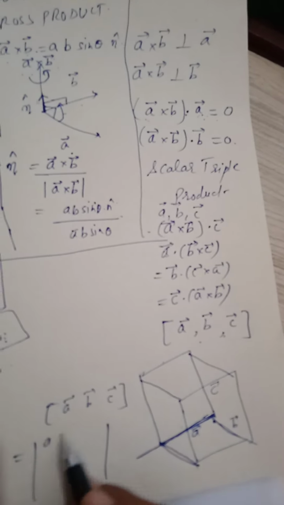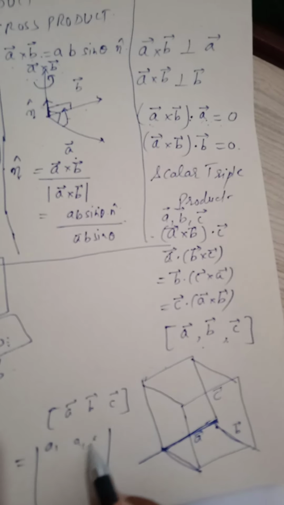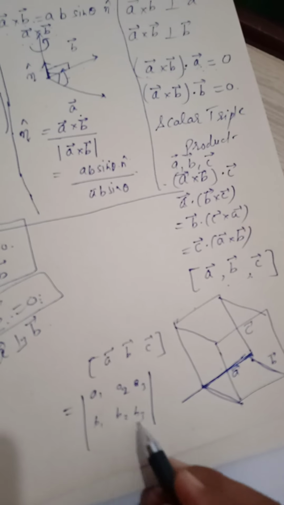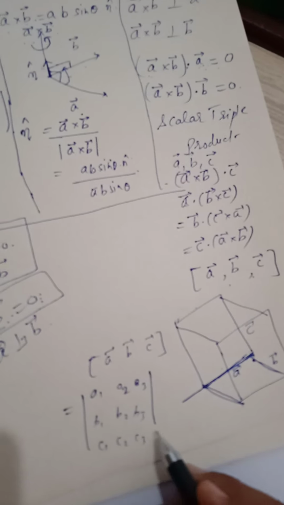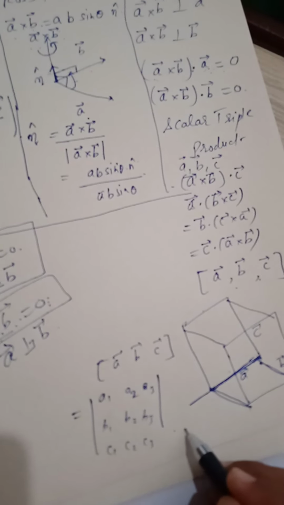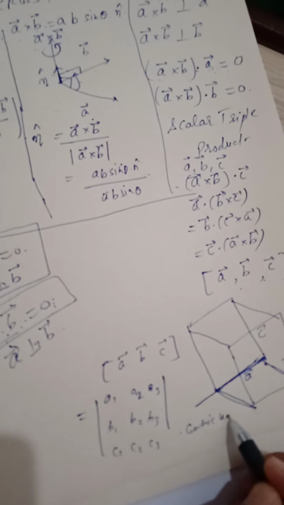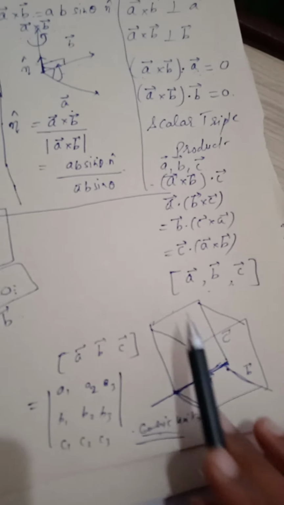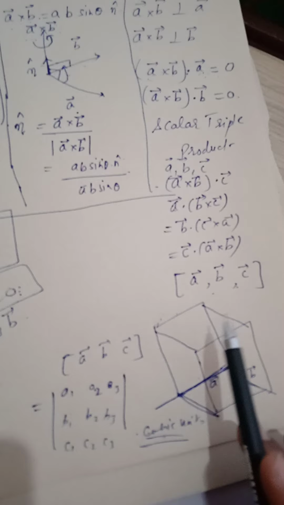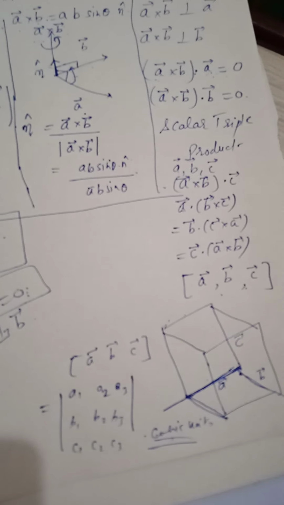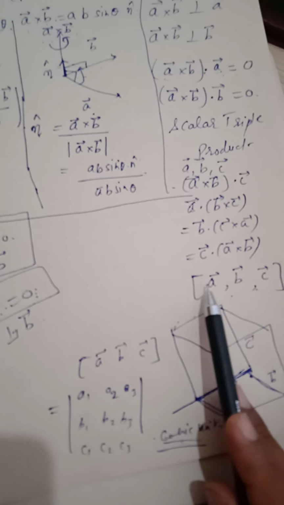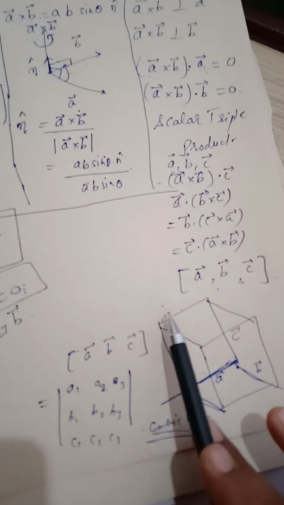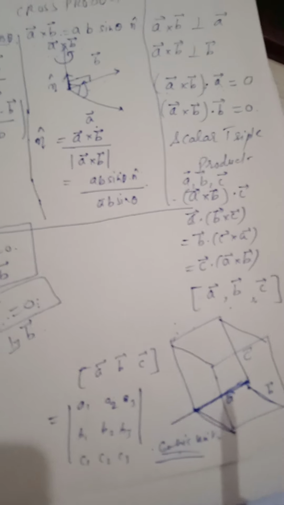You write the components of vector A in the first row, A1, A2, A3. Then components of vector B, B1, B2, B3. Components of vector C, C1, C2, C3. And then you will get the answer in cubic units. This is the volume of the parallelepiped. If you multiply by 1/6, then you will get the volume of a tetrahedron. So if you imagine a tetrahedron with these three vectors, and divide the scalar triple product of these three vectors by 6, you get the volume of the tetrahedron.